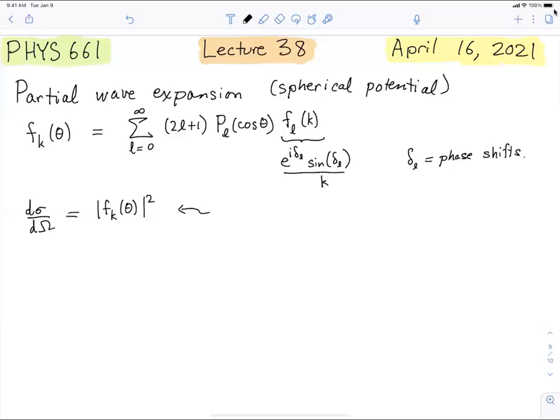So one thing I want to point out is that when you square this partial wave expansion, you're going to get terms with different L's just because you're squaring it. And so this does have interference between different angular momenta, or just different L's.